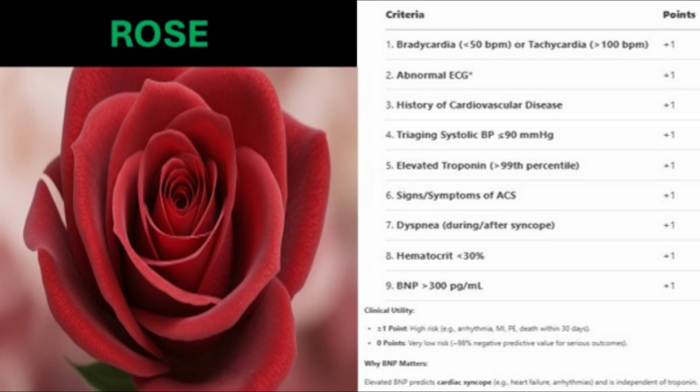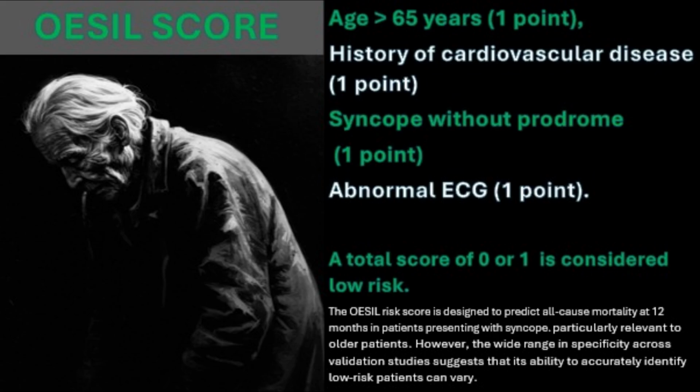Validation studies have shown good sensitivity, 87.2%, and a high negative predictive value, 98.5%, for identifying high-risk patients. The Rose Rule's inclusion of BNP, a marker of cardiac stress, potentially enhances its ability to identify cardiac causes of syncope. The high negative predictive value suggests that patients without any of these risk factors are unlikely to experience serious adverse events within 1 month, potentially allowing for safe discharge.